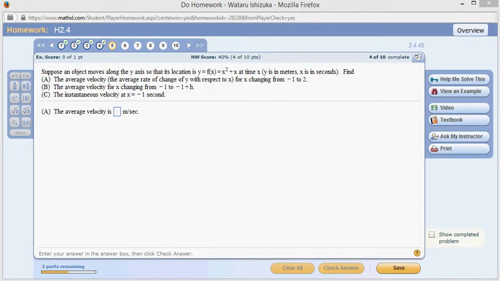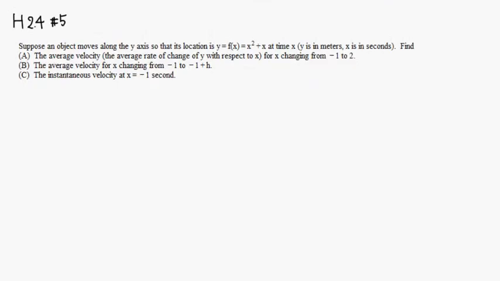Alright, let's look at homework 2.4, problem number 5. We have a position function, f of x equals x squared plus x, where x is a time. Alright, so let's do that. Part A, we want to find the average velocity. X goes from -1 to 2.